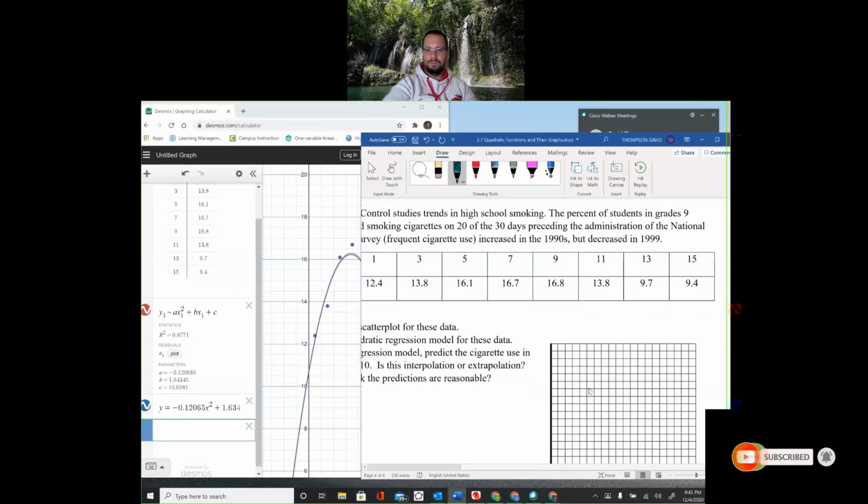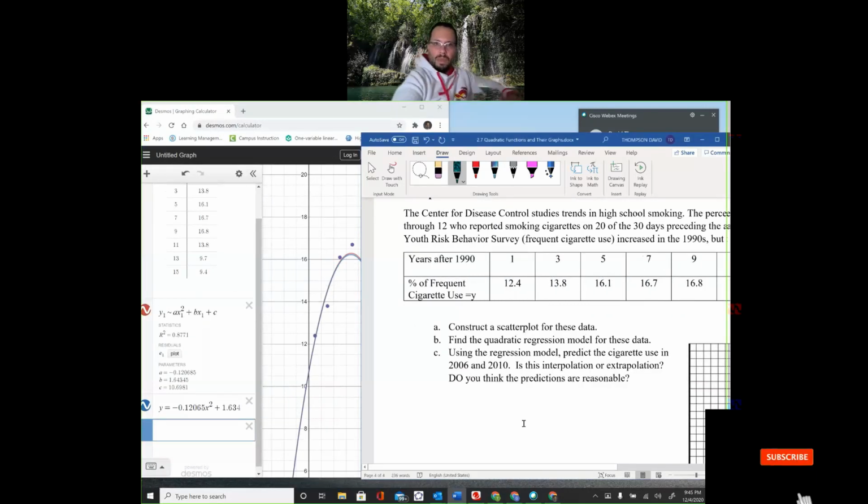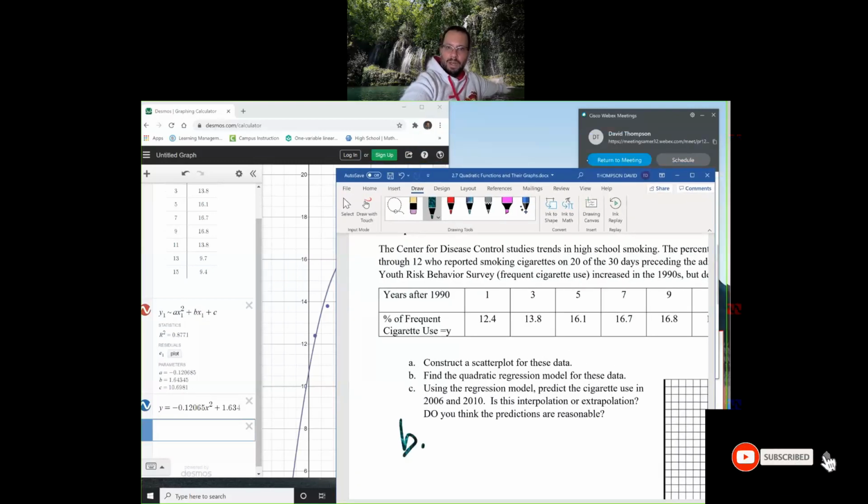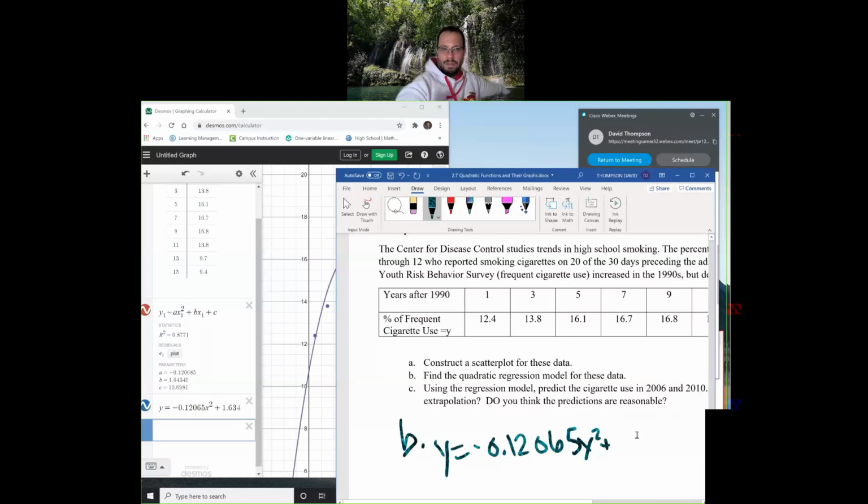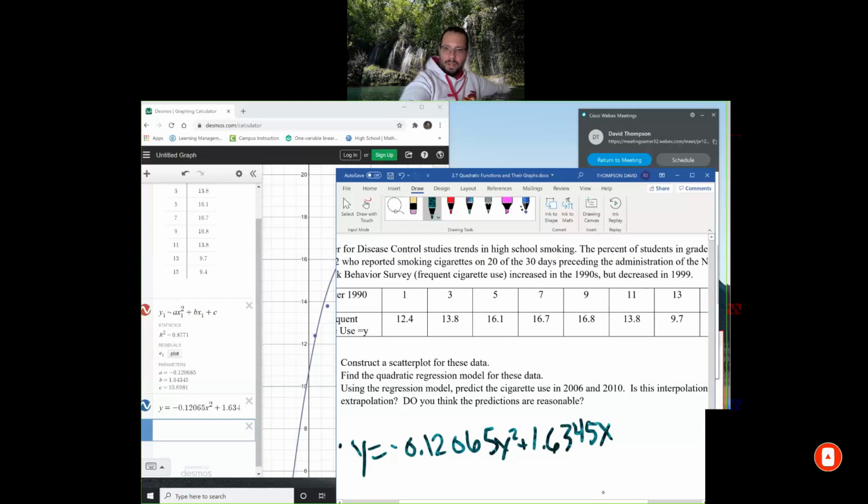Let's write that down. For B, our model is y equals negative 0.12065 x squared plus 1.6345x plus 10.6981.